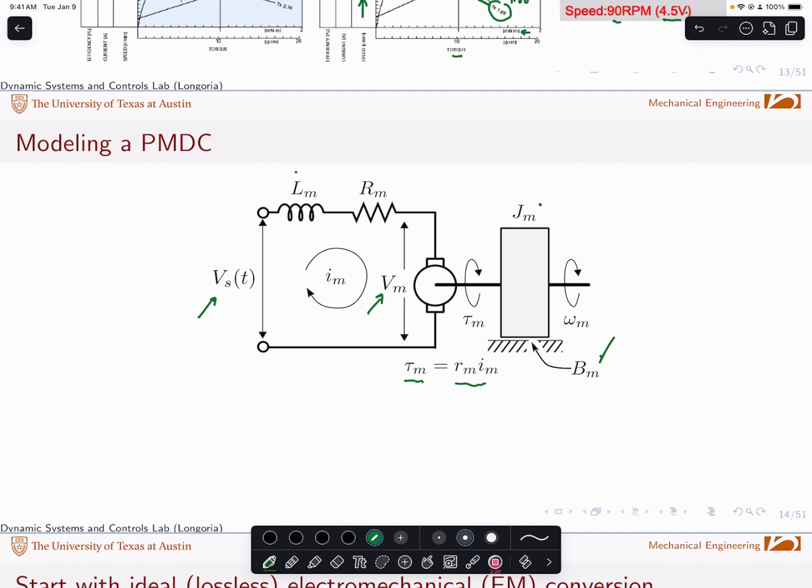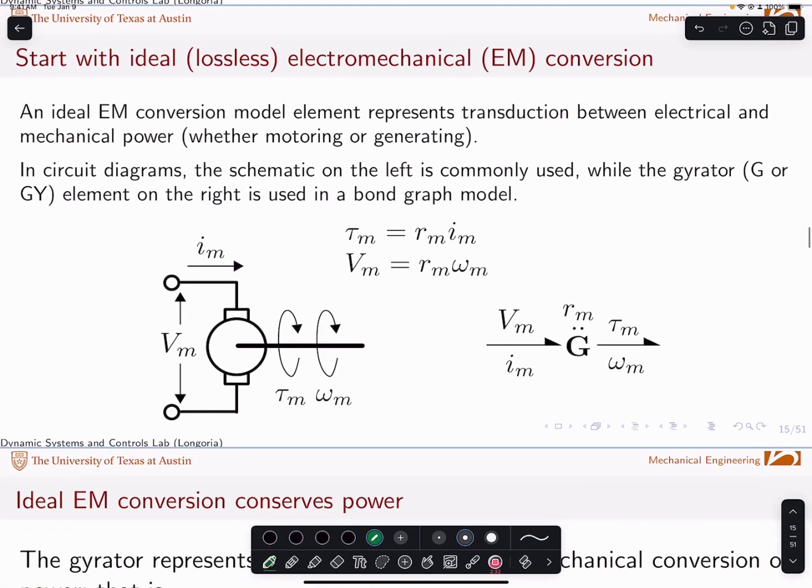So we're going to simplify this, start off just by looking at the electromechanical conversion. Again, we've discussed these equations before. You get torque related to current, right, through the torque constant. You also have back EMF related to the speed through that same constant. Sometimes you'll see different constants here.